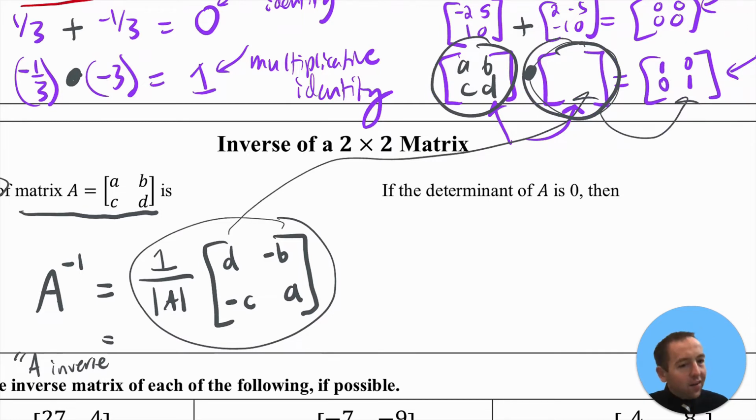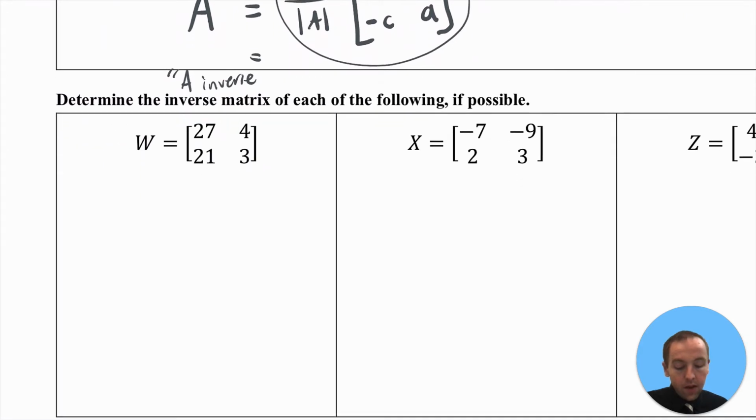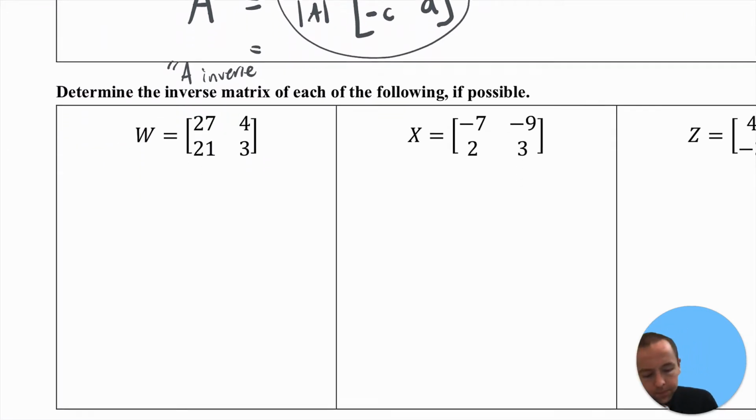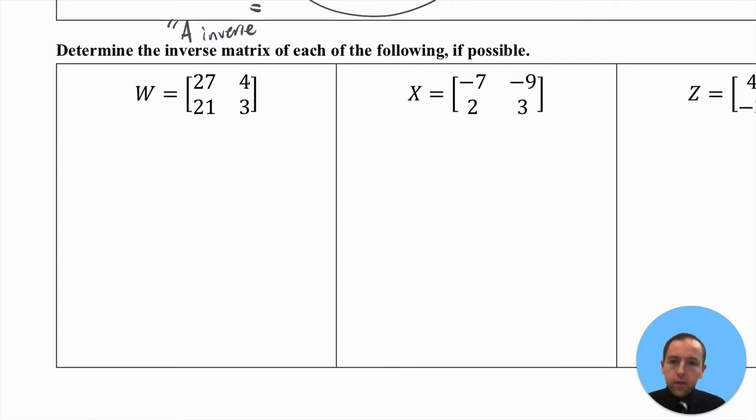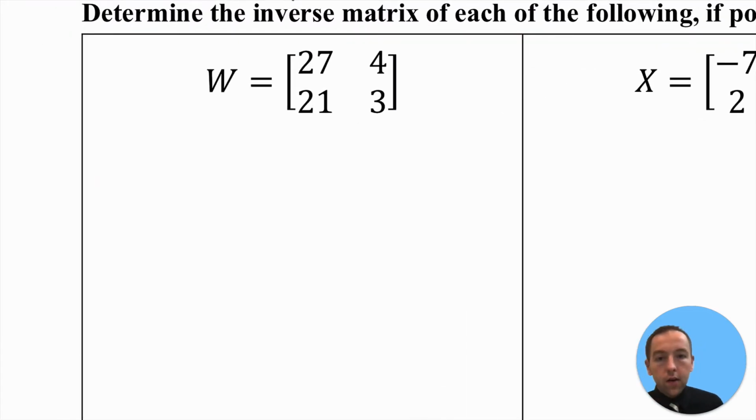Okay, a lot of stuff right there. So let's go through some examples so that we can really comprehend what I just introduced. Read what it says. It says to determine the inverse matrix of each of the following, if possible. So we're just trying to find the inverse matrix of W.